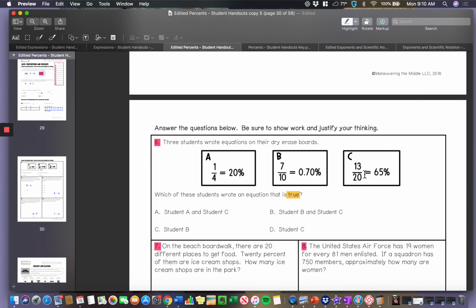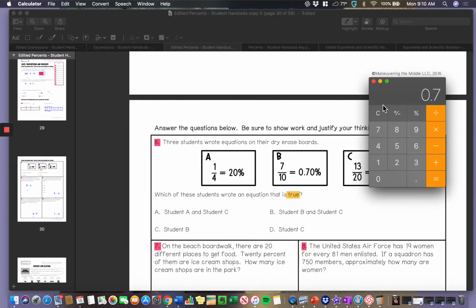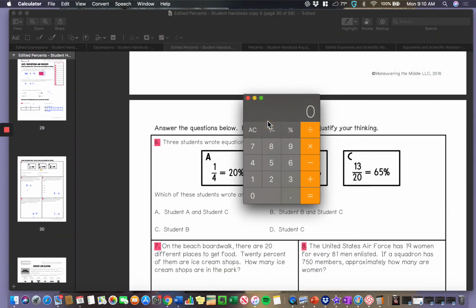So we had 13 over 20. So I can take 13 and divide it by 20. It gives me 0.65. And if I move my decimal into a percentage, meaning I move it to the right, I'm going to get 65%.